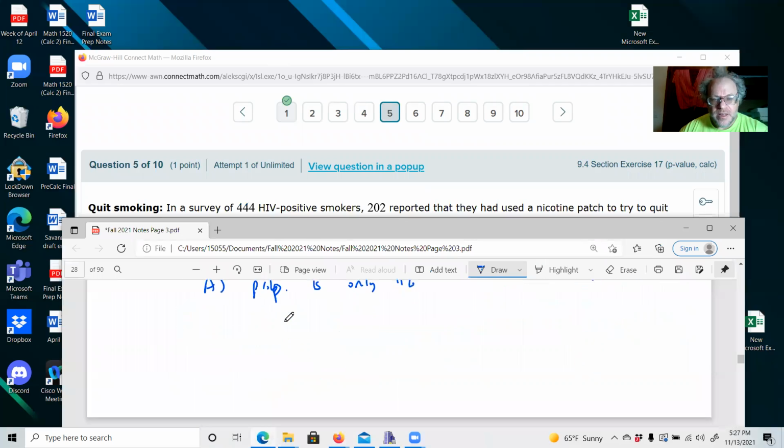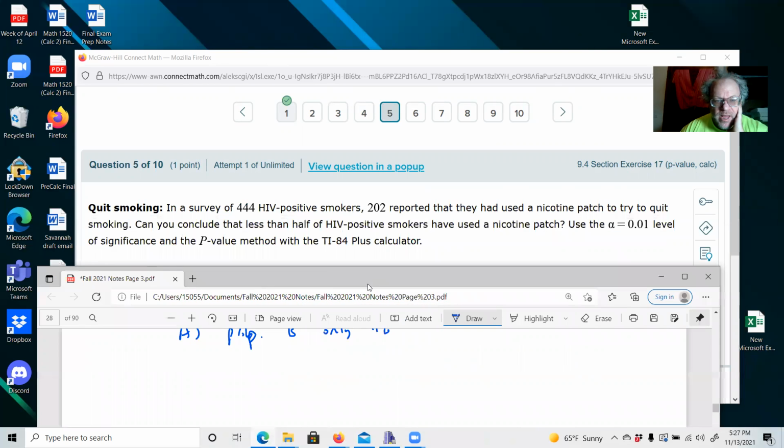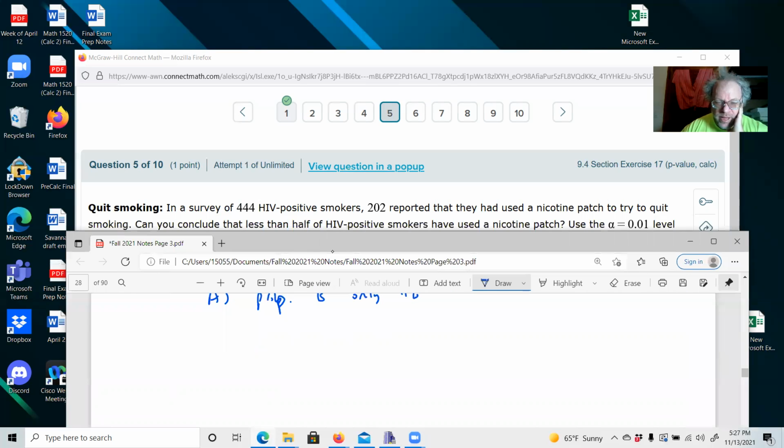So we have a proportion of 444 HIV positive smokers. 202 reported that they had used a nicotine patch to try to quit. Can you conclude that less than half of the HIV positive smokers have used a nicotine patch? Alpha is 0.01. Next problem.